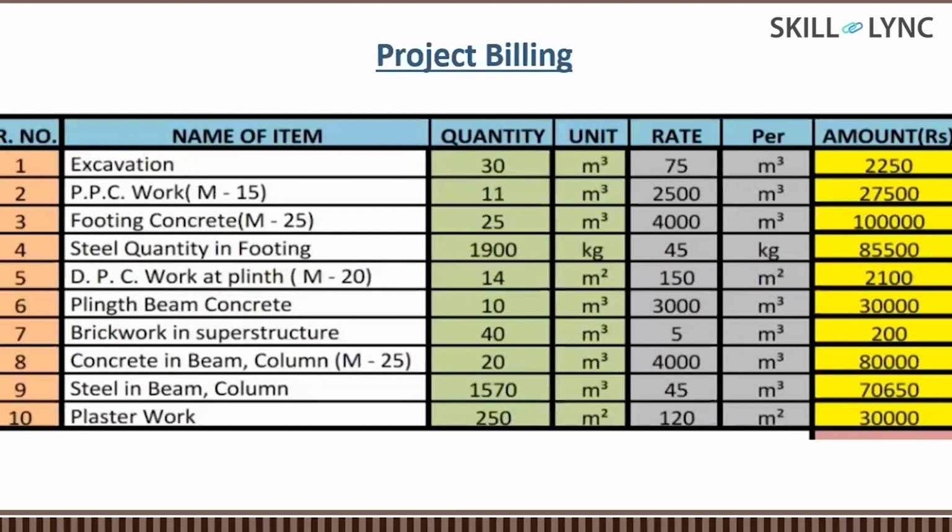So this is only 10 items, but generally there are 100 items. Then they will be clubbing, because 10 types of concrete will be there, 10 types of steel will be there. Then they'll be compiling the steel. For excavation, different heights will be there, like 0 to 1.5 meter, 1.5 to 3 meter, 3 to 4.5 meter. Then backfilling will be there. Then disposal of excavation, that item will be there. So a lot of items will be available in that portion. So this is how they have done this project billing.